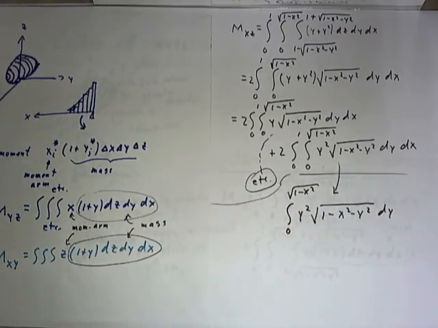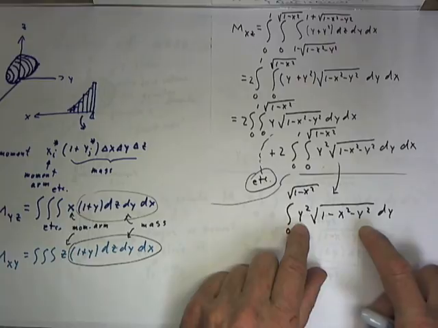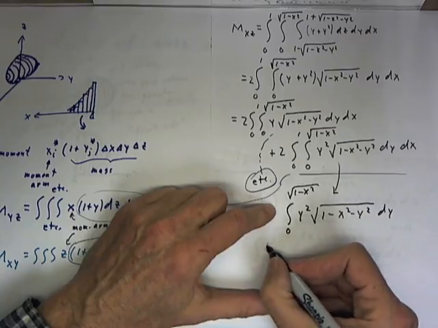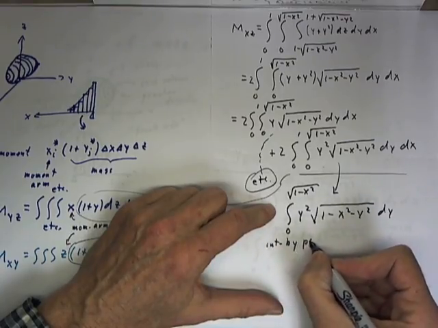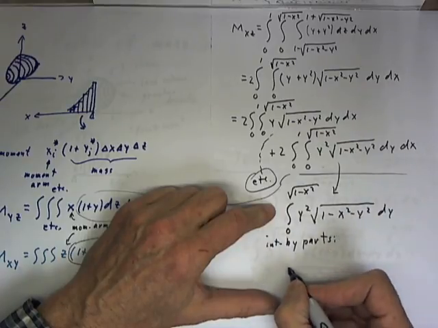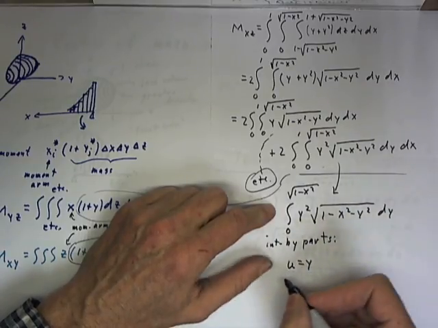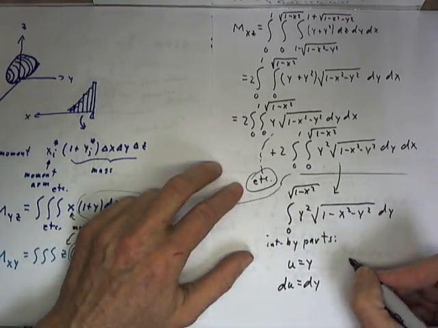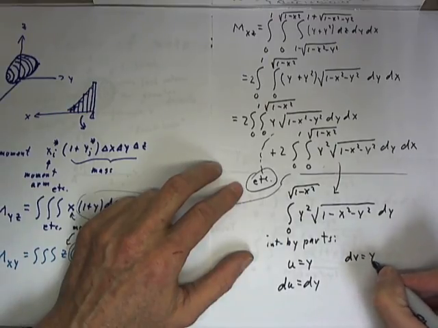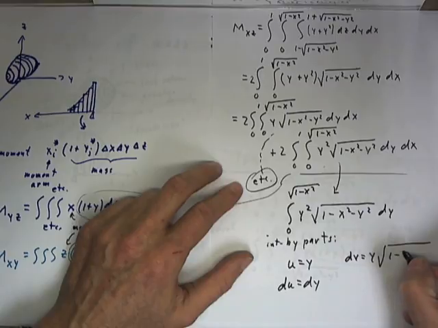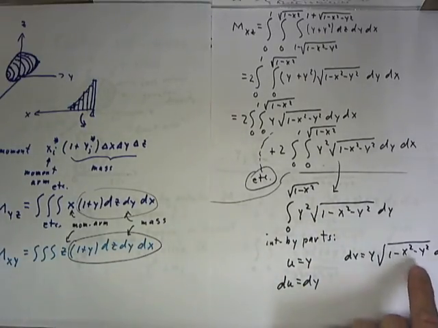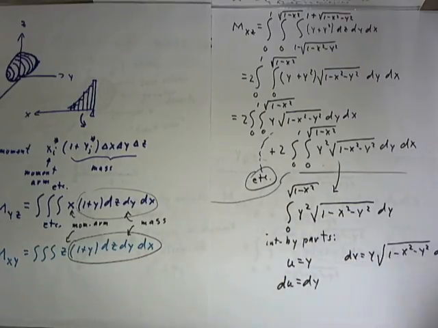In order to integrate this, we're going to use the fact that we know we can integrate y times the square root by the method I just mentioned. So we're going to use integration by parts. We're going to let u equal y, so that du equals dy. And we're going to let dv equal y times the square root of 1 minus x squared minus y squared dy.